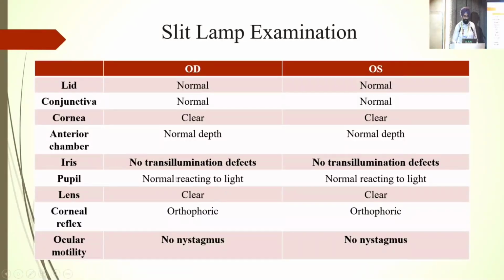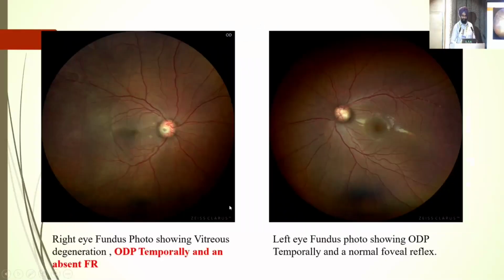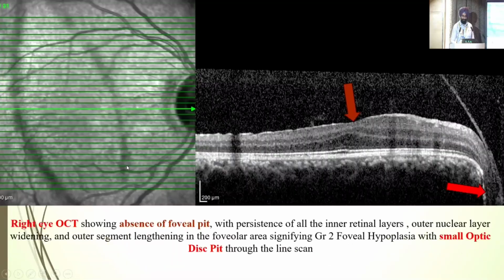normal with notably no transillumination defects of iris, no nystagmus, no albinotic fundus. The optic disc had a pit in both eyes. The fovea showed an altered FR in the right eye. Fundus photos showing a vitreous veil, optic disc pit temporally in both eyes, and an altered FR in the right eye. On autofluorescence, the FAZ is again smaller as compared to the left eye.